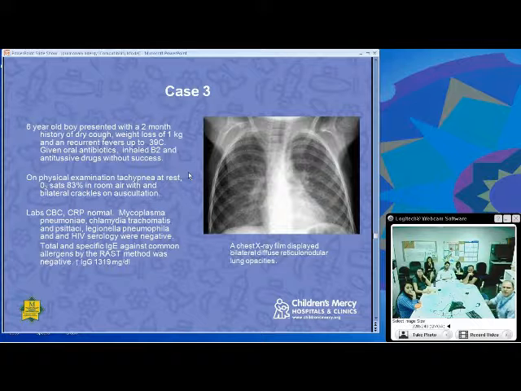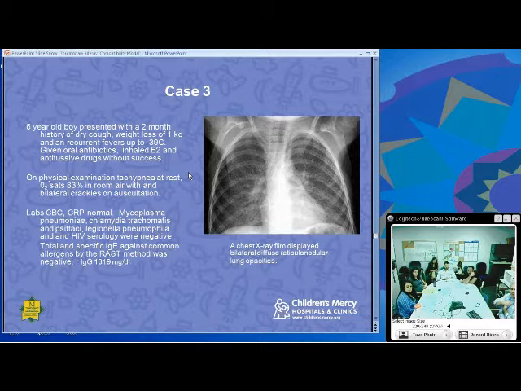I have a third case. This is a 6-year-old boy who presents with a 2-month history of dry cough, also some weight loss. He has had some recurrent fevers. He was given some antibiotics, bronchodilators and antitussive medications by his primary care provider, but there was really no improvement with that. On physical examination, he had some tachypnea. He was hypoxemic with a low oxygen saturation, and on exam, he had bilateral crackles.